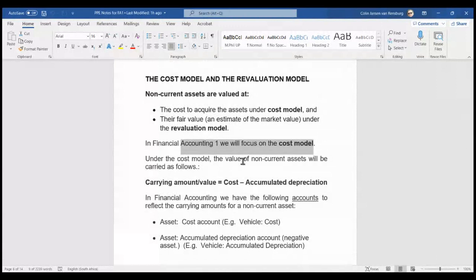So at the end of each financial period, when we draw up financial statements, we have to provide our own estimate of what the asset is worth at the end of the year, right? How do we do that? By means of calculating depreciation.